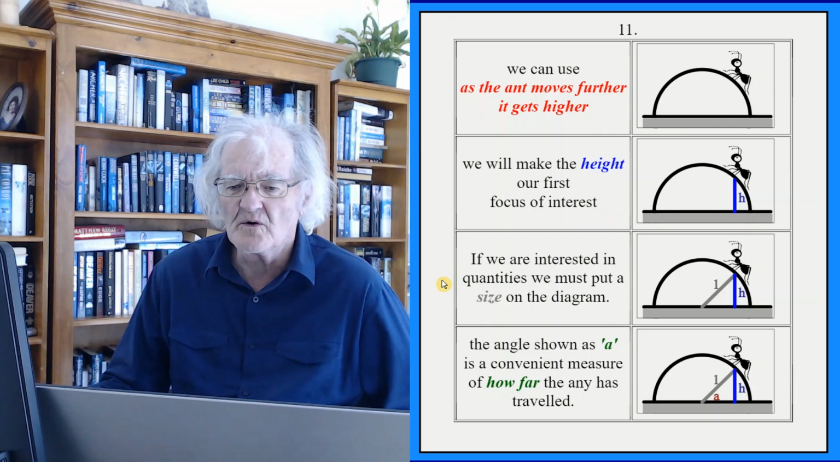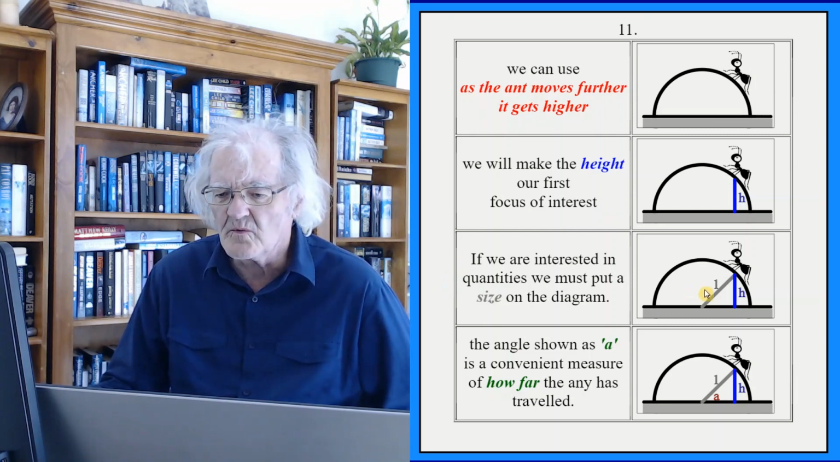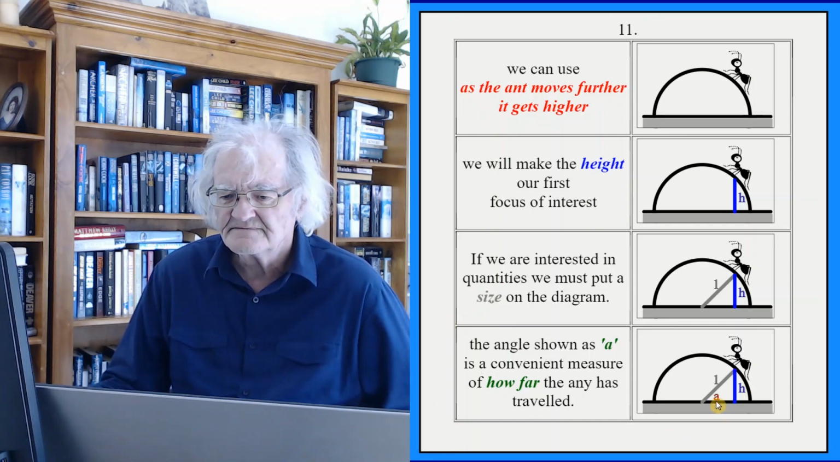If we're interested in quantities, we must put a size on the diagram. So I'm putting a 1 to indicate the size of the pipe. That's the radius of the pipe. Now, as the ant moves further, it gets higher. So I need a measure of how far the ant has travelled. I'll use the angle A as a convenient measure of how far the ant has travelled.